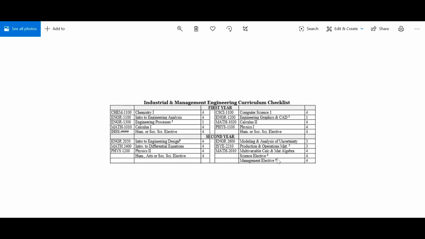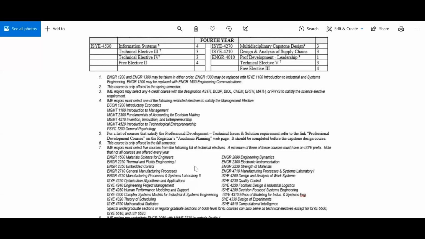And then the last two courses for your second year and second semester are science elective and a management elective. If we go back to this full template, science elective can be any 4-credit course with the following distinctions here. So you've got courses to choose between. And then a management elective can be either any of these.